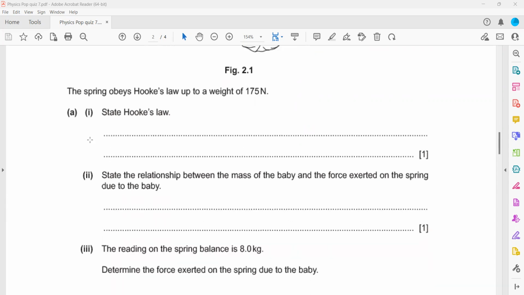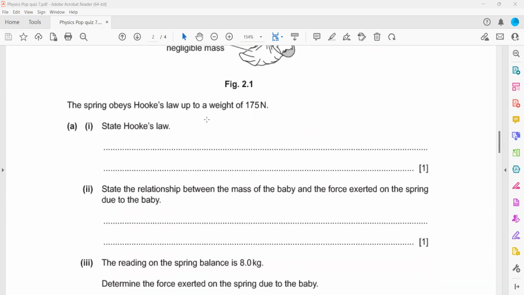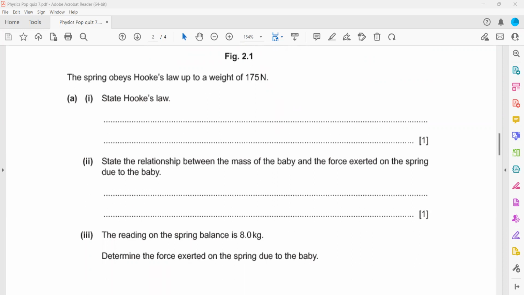State Hooke's law, and the spring obeys Hooke's law up to a weight of 75 newtons. State Hooke's law. What is the statement of Hooke's law? A simple statement for Hooke's law: the extension of a spring is directly proportional to the force. So, extension is proportional to the force, or the applied force, you can say.